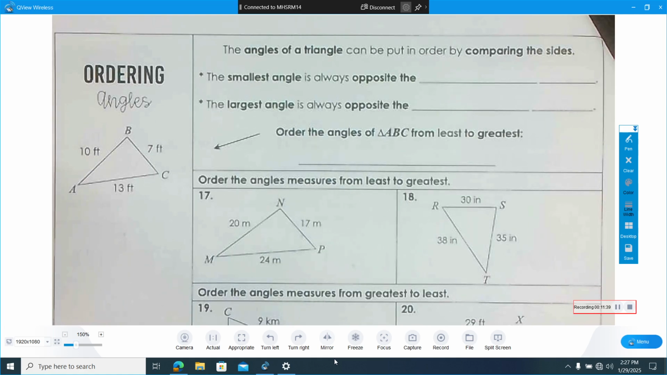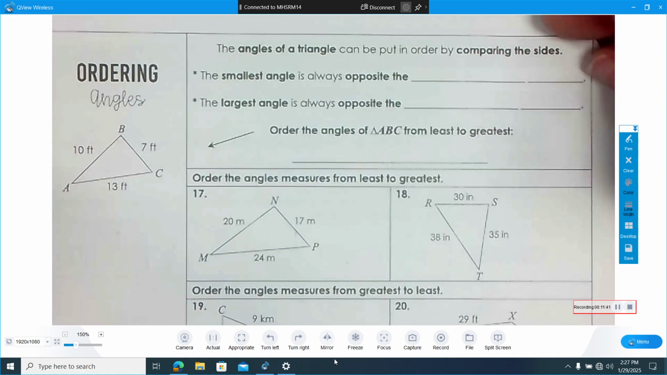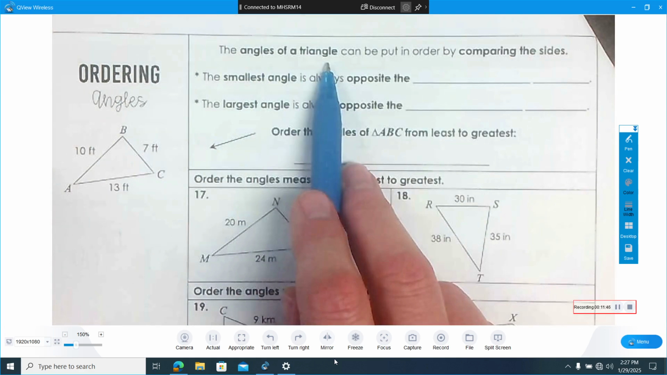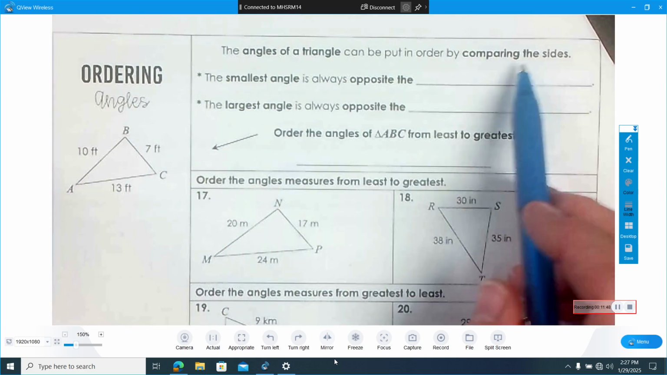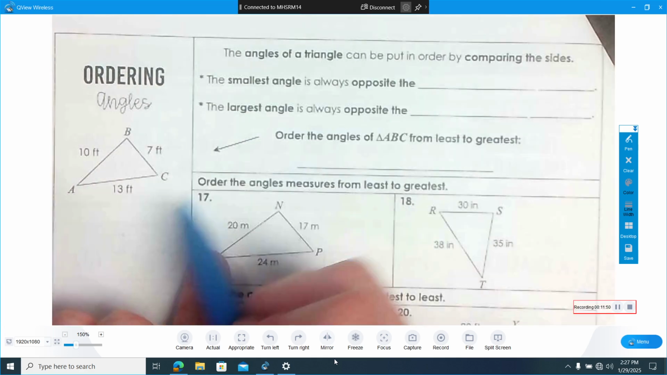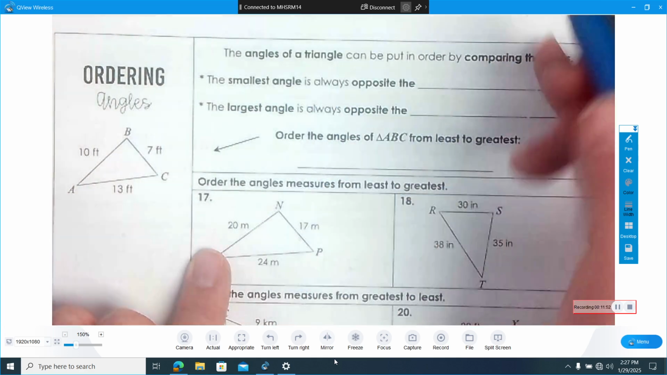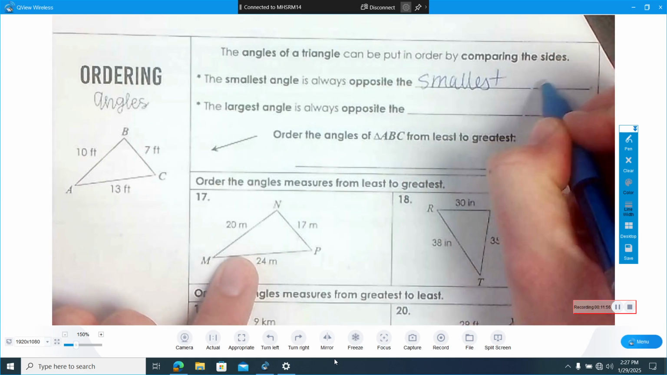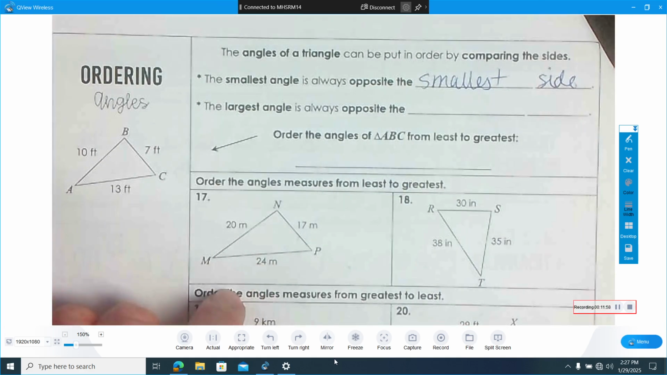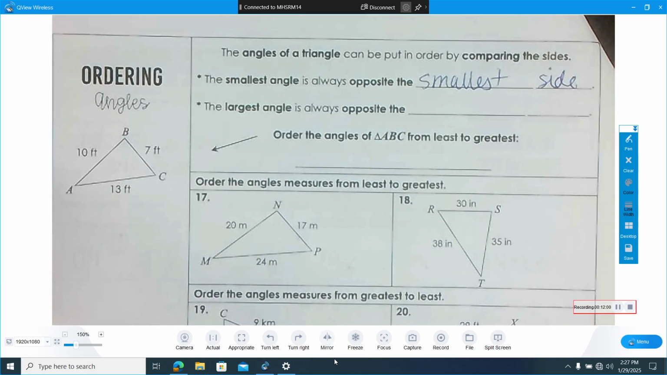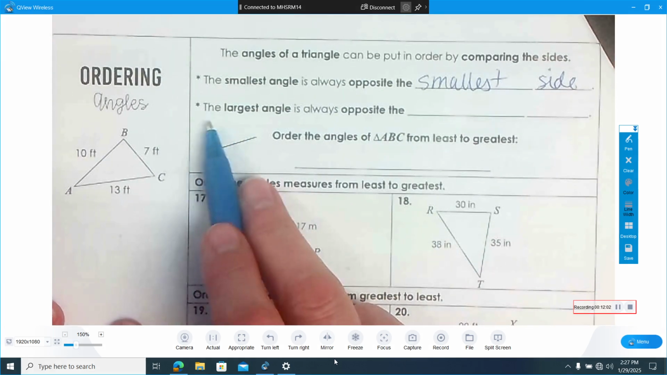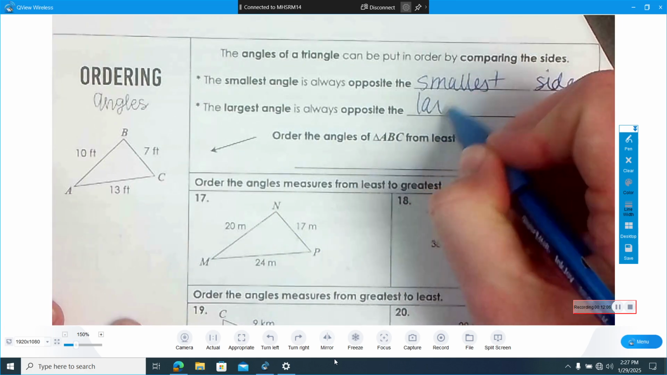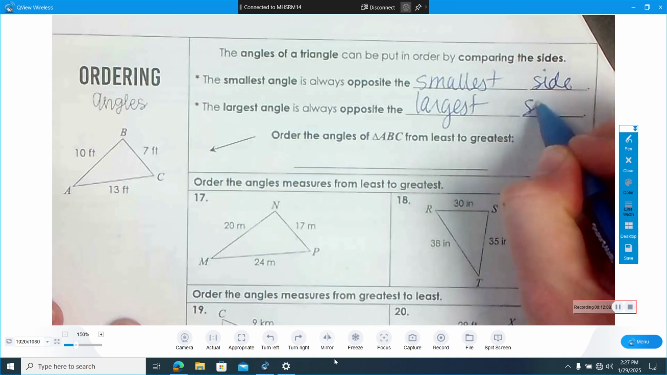Ordering angles and ordering sides. Totally easy, totally logical. Makes perfect sense. The angles of a triangle can be put in order by comparing the sides. The smallest angle is always opposite the smallest side. The largest angle is always opposite the largest side.